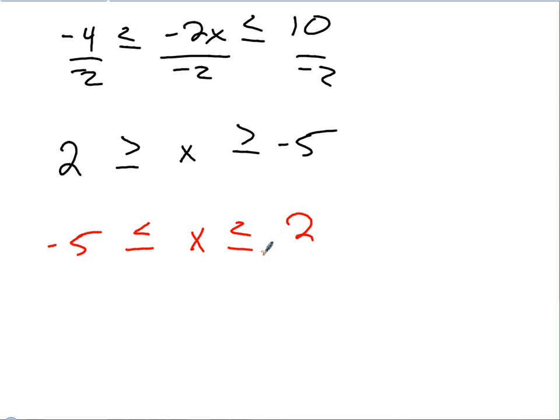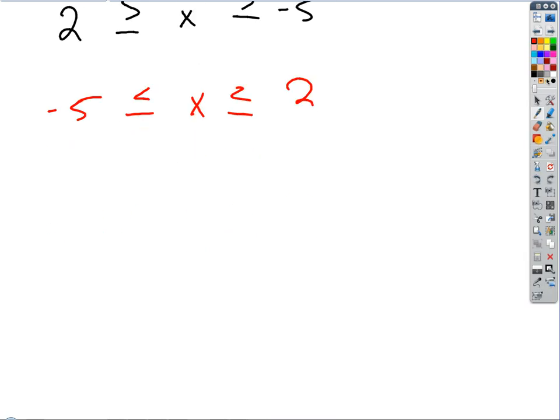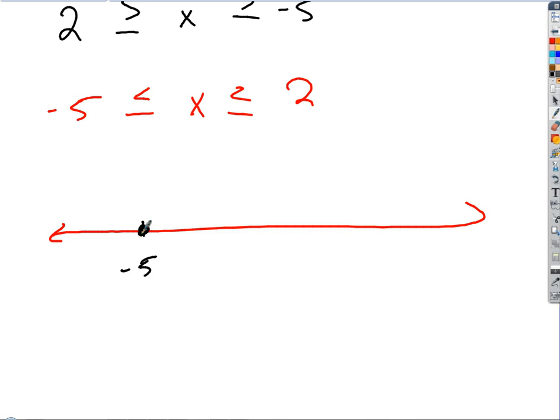How would you graph that? Okay, so if I graph this, I've got a lower endpoint at -5 that's going to be solid. I've got an upper endpoint at 2 that's going to be solid, and it's an and. That's it. With an and, the line always connects the 2 endpoints. Yep, make sense?